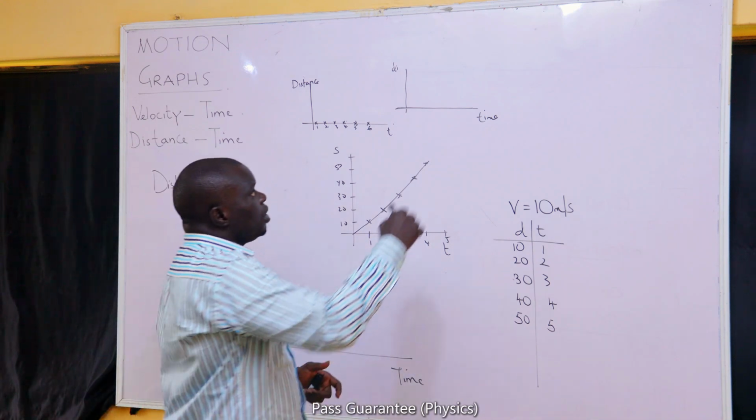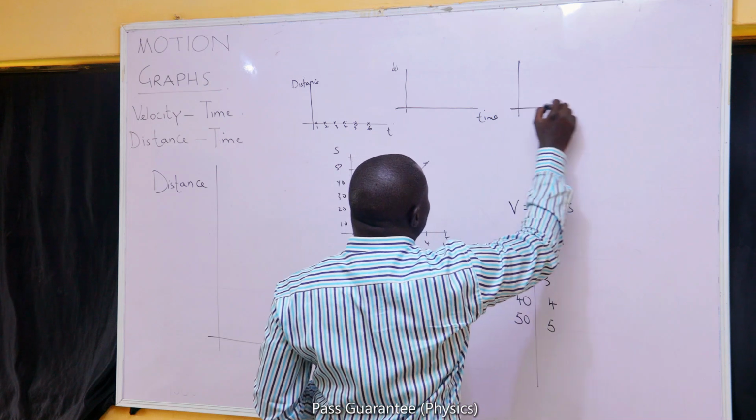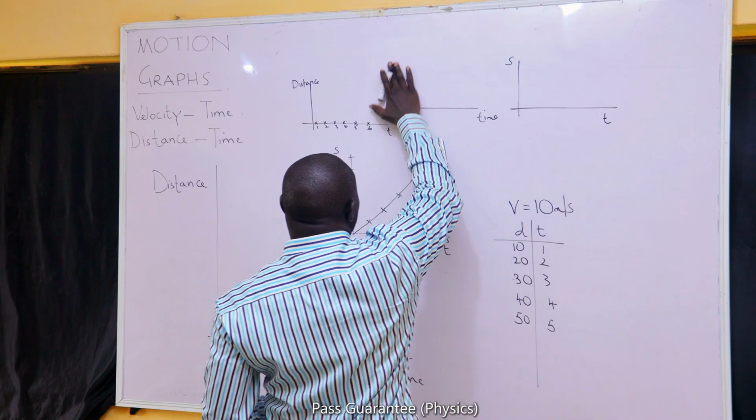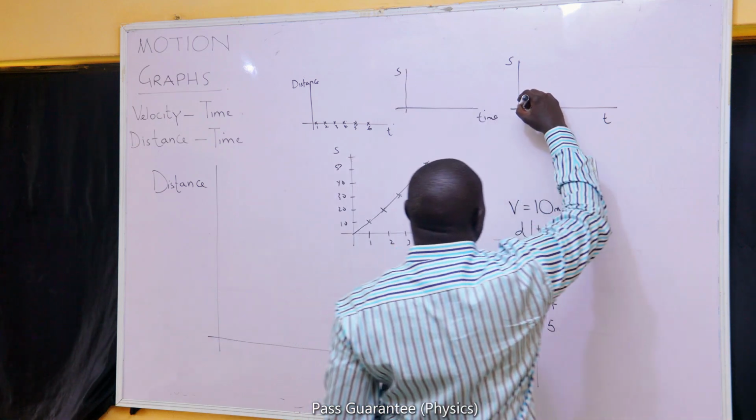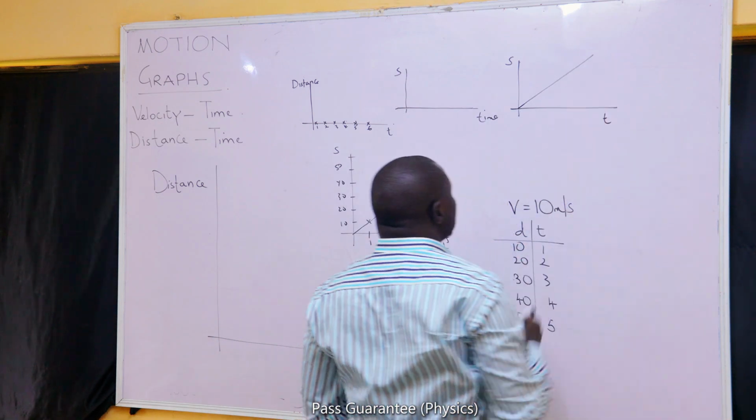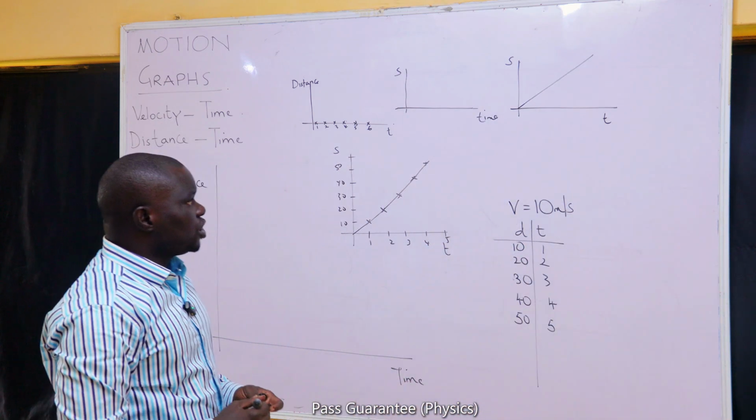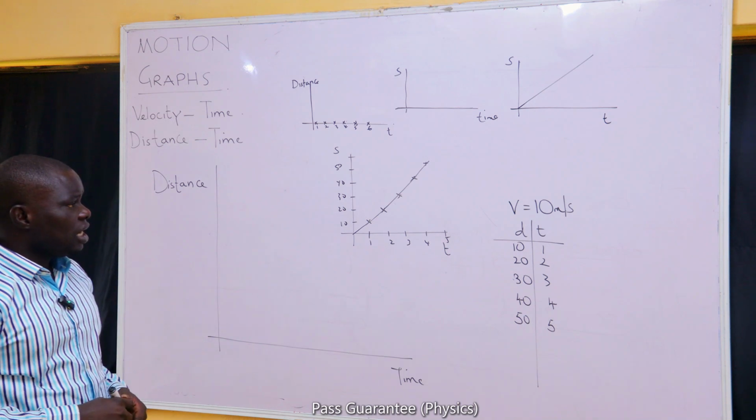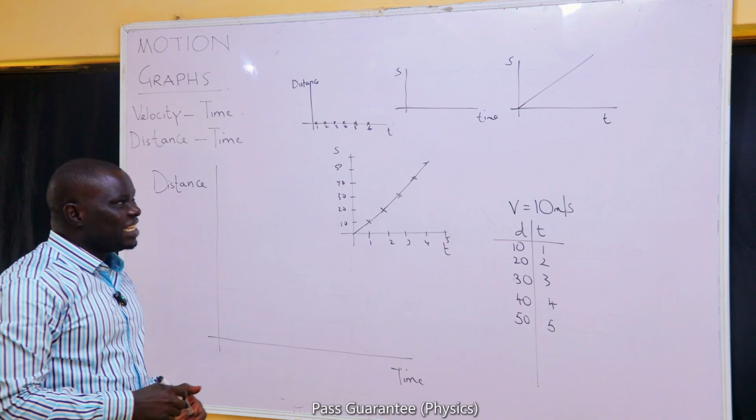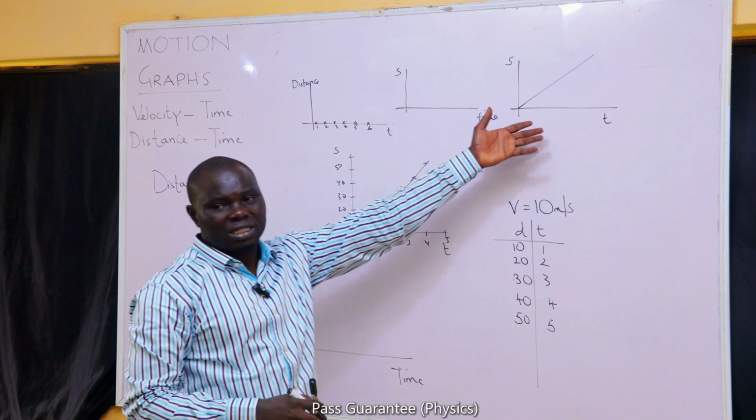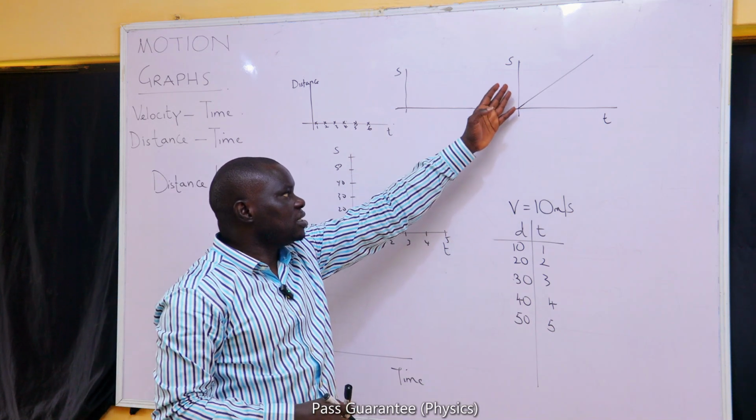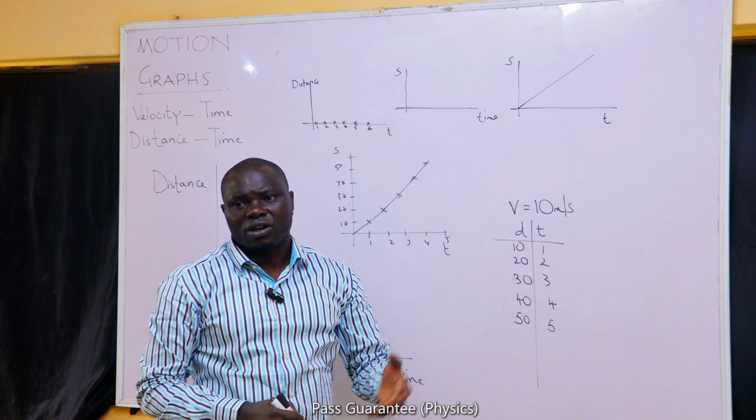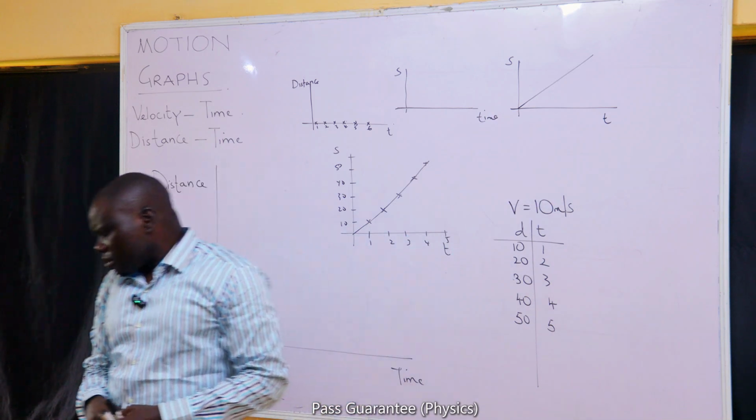So therefore, anytime an object is moving with uniform velocity, we expect the motion to be represented with a straight line that passes through the origin, something like that. So there can be instances where we will now be asked to find the velocity. Since it is moving with constant velocity, and that is why we have been able to draw it like this, we can be asked to find the velocity of that object.